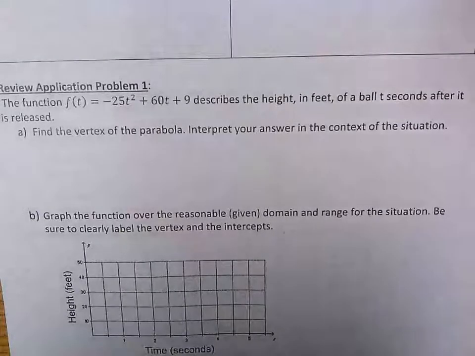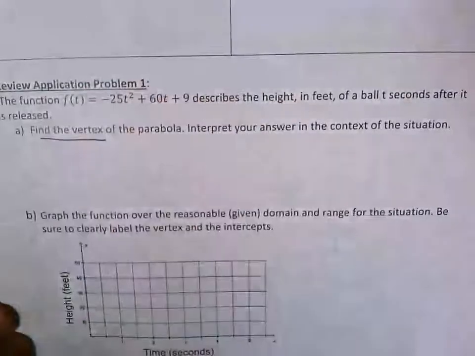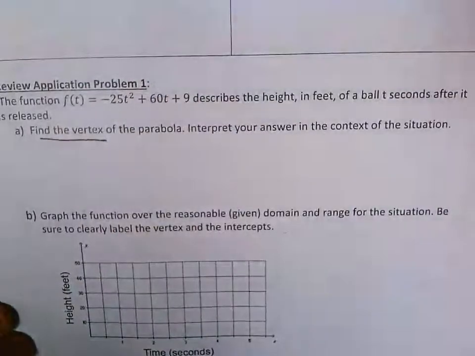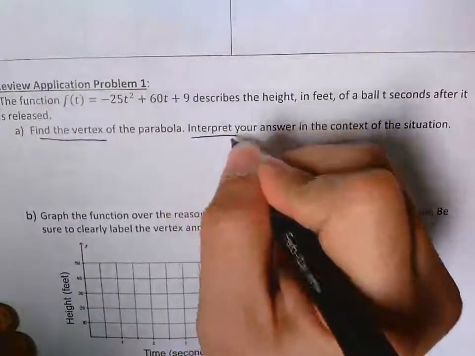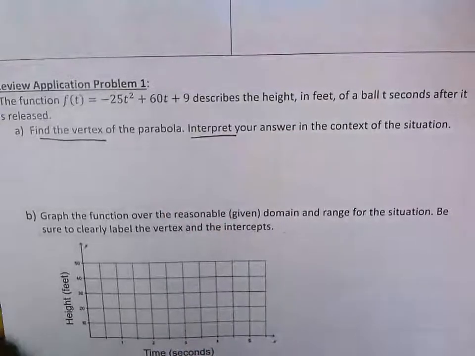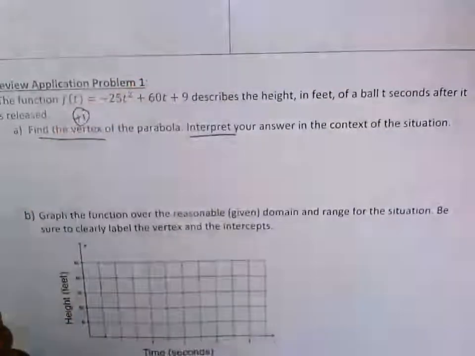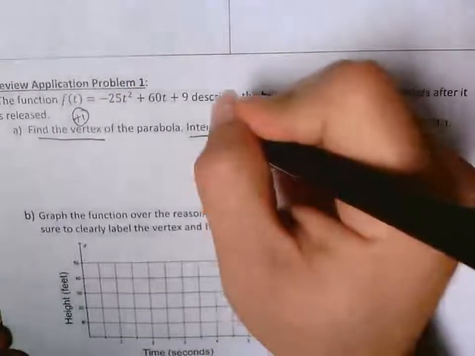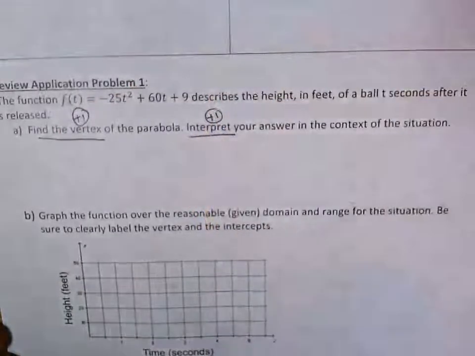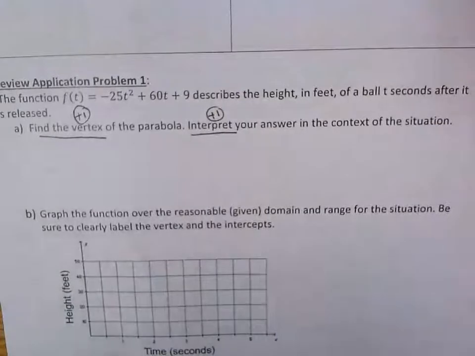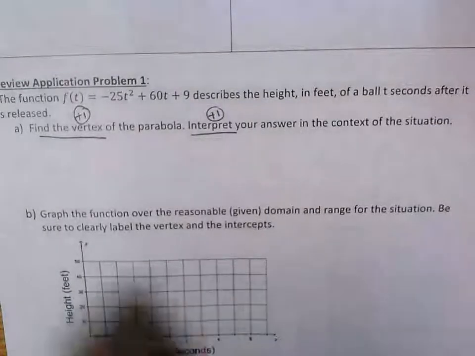Now, the first thing that I have to do is identify what the vertex of the parabola is. And then after that, I need to interpret. So if I was to grade this question, I will give you 1 point for getting the correct vertex and 1 point for having the correct interpretation. So this is what you can do.